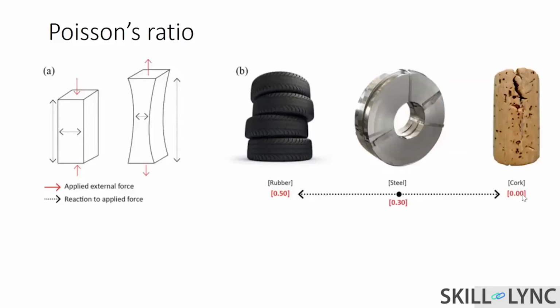So cork, which can't stretch out, has a value of 0, and the maximum value for Poisson's ratio is for rubber, which is 0.5. Where steel lies is between them, at 0.3. Steel has the property to stretch, so that's why it's between those. So that is what Poisson's ratio is.